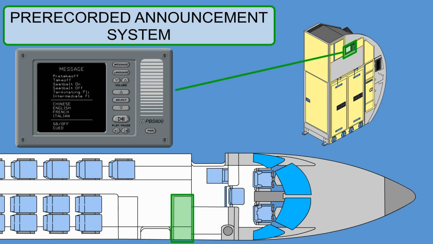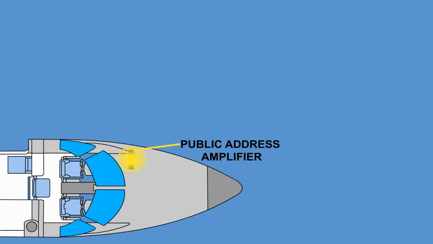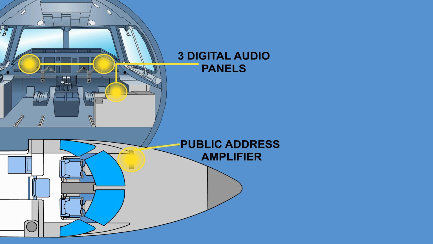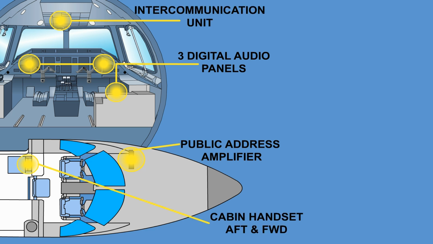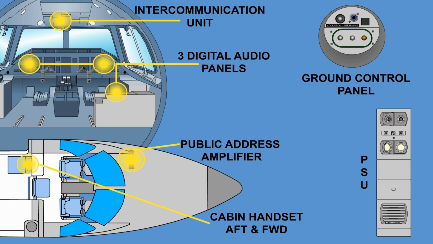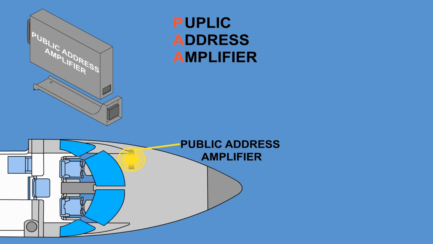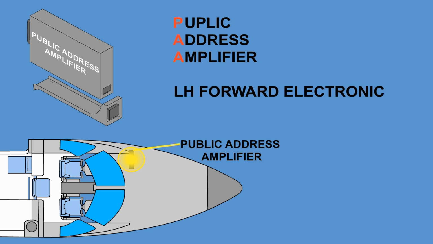play music. The passenger address system provides communication among pilots, observer, flight attendant, and ground crew. It also provides announcements from pilots, observer, and flight attendant to the passengers. The passenger address system includes the following components. The public address amplifier, a unit located in the left-hand forward electronic compartment.